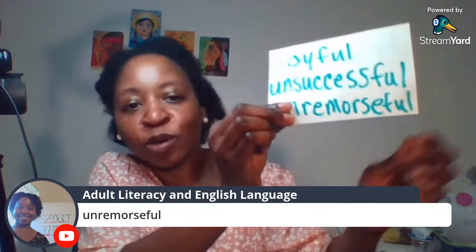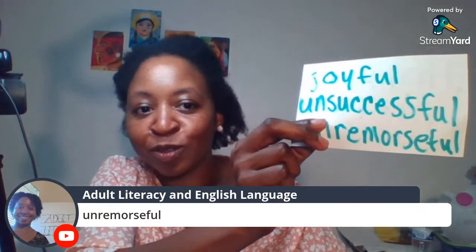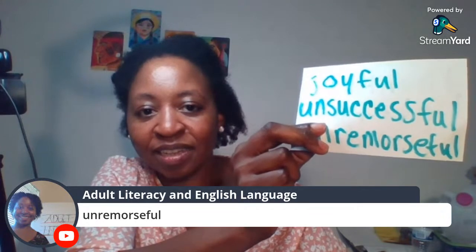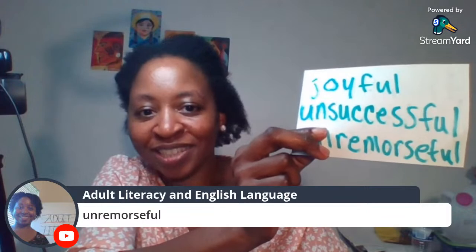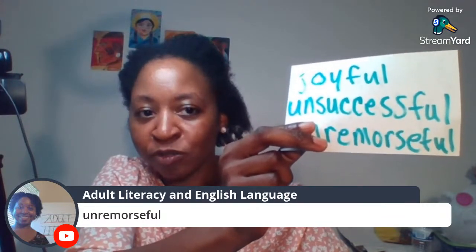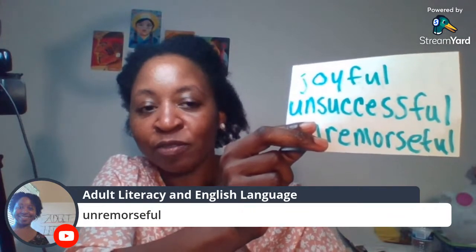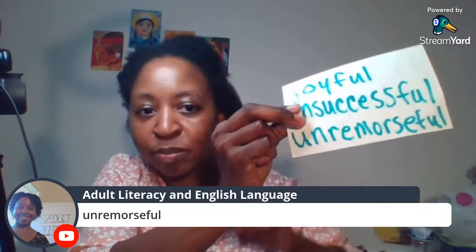If somebody is remorseful, I'm going to cover up the un. That means that they have remorse or they feel sorry for the wrong that they did. You know, like if somebody takes your food and they throw it in the trash can, they might feel bad for doing that. So then they are remorseful. But if the person is not sorry for taking your food and throwing it in the trash can, that person is unremorseful. That means that they're not sorry for the wrong that they did.